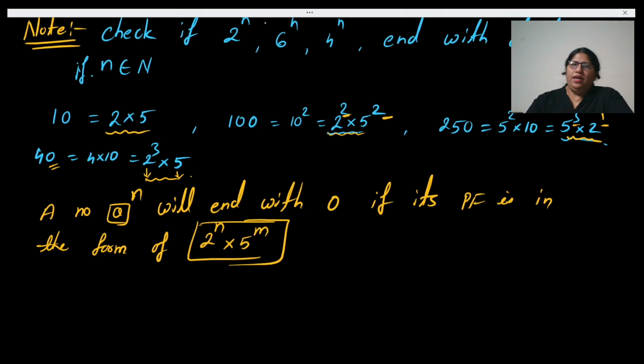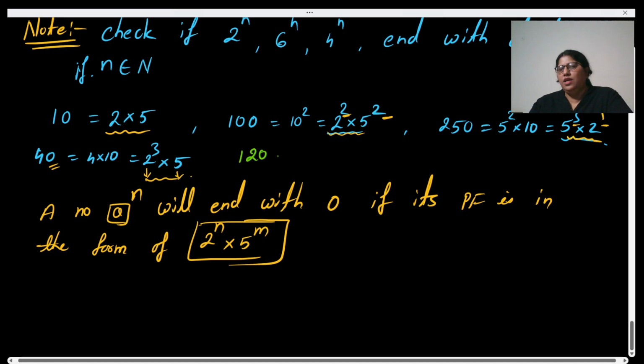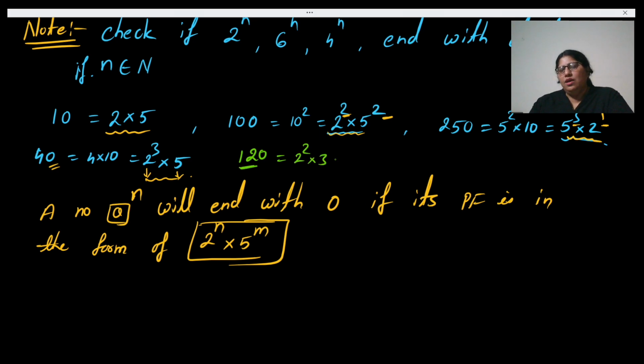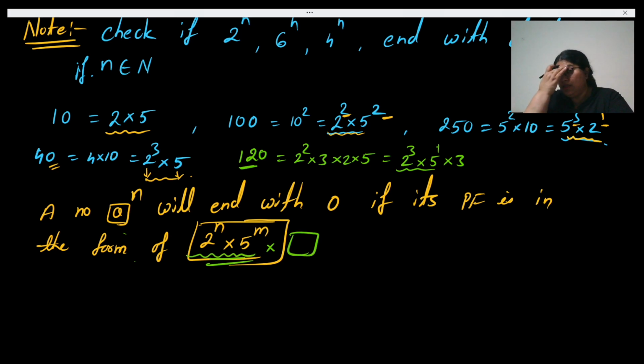I can take one more number here, because you can see some numbers where there is some other factor than 2 and 5 also. See, if I take here 120, now 120, how 12 can be written as 2 square into 3, and then 10 can be written as 2 into 5. So I can write down here 2 cube into 5 into 3. Now see, there can be any other factor also than 2 and 5, right? This means there can be anything else, but in the prime factorization it must be 2 to the power n into 5 to the power m. This has to be there.